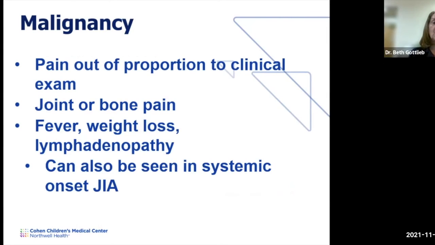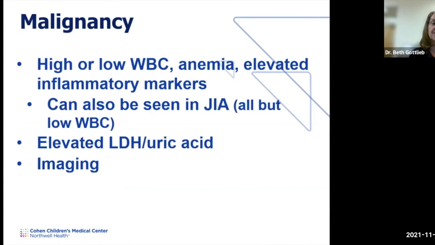Malignancy, just one reminder, it's typically pain out of proportion to clinical exam. So joint or bone pain, but it could be true arthritis also. And it can look a lot like systemic JIA, which is why rheumatologists see it.